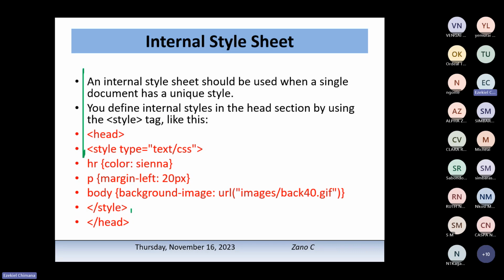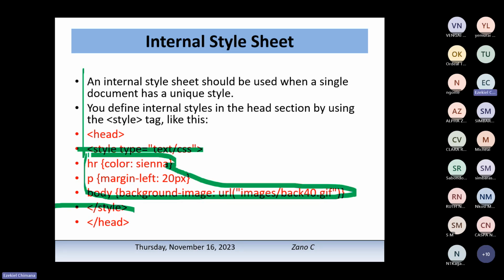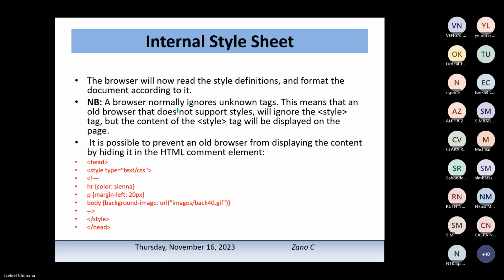In other words, here you are using the style tag, just like this, and you put everything CSS inside this text. It's just as good as going to the HTML and defining the style text, and then you paste all the CSS, and it will just work that way. So that's the internal style sheet. It's now within the document, but in the head section. This is how you do it. The browser will now read the style definitions and format the document according to it.